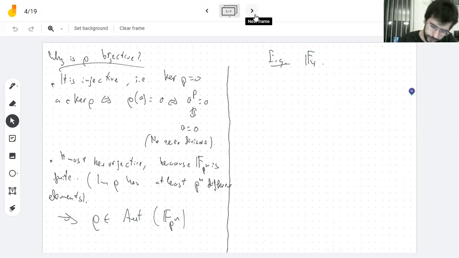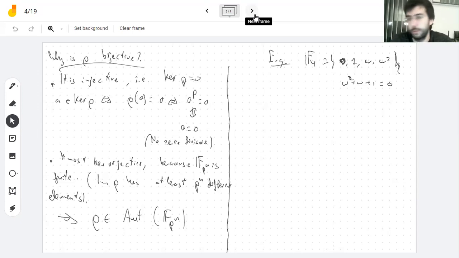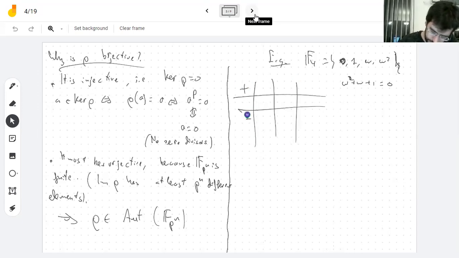And so this was sort of abstract, but I can show you. Look at F4. F4 is a field with four elements, and we've already seen that it's generated over F2 by a degree two element whose minimal polynomial is the only degree two irreducible polynomial over F2. And it has a multiplication and an addition table that I can just figure out from this equation.